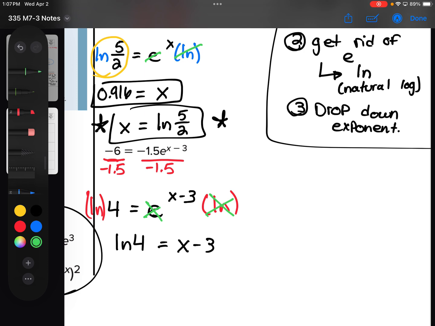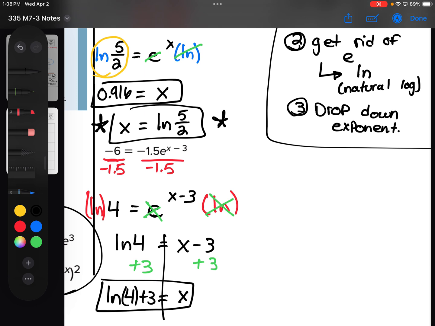How do you solve for x? You just add 3 to both sides. So then you're left with natural log of 4 plus 3 equals x. That's what you would want to type in Alex. If we need to know the decimal answer, you are going to type in ln 4 plus 3 in your calculator, and you'll get 4.386.